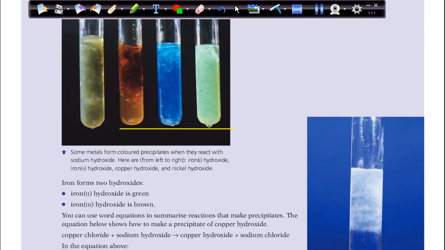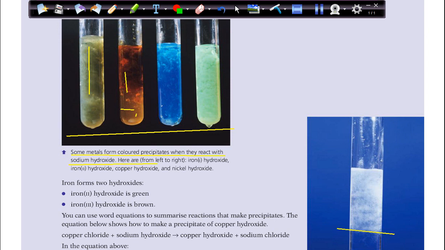As you can see in this picture, we have different colors of precipitates. If you take a closer look at this test tube and this one, you can see this is the liquid part, and we have something solid inside it, like a powder, or like something is forming inside. This is precipitate. And here you can see the precipitation of this compound also. Some metals form colored precipitates when they react with sodium hydroxide.